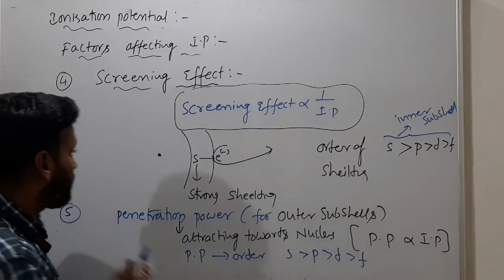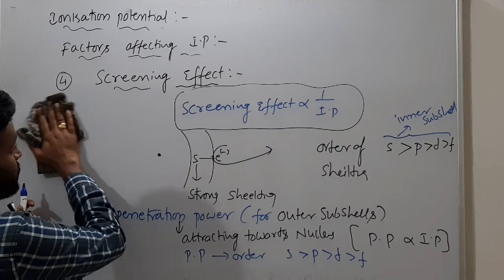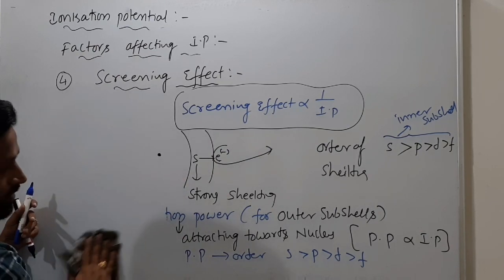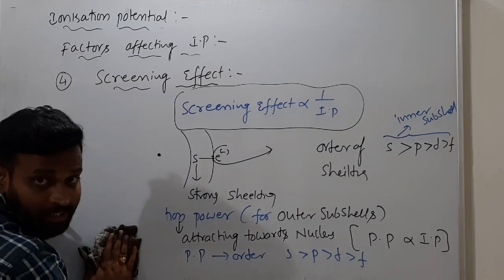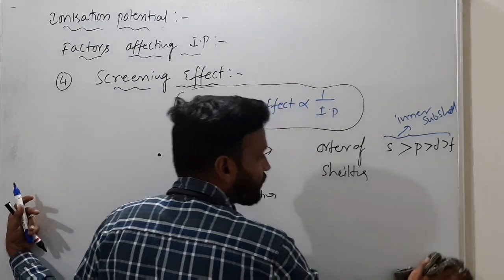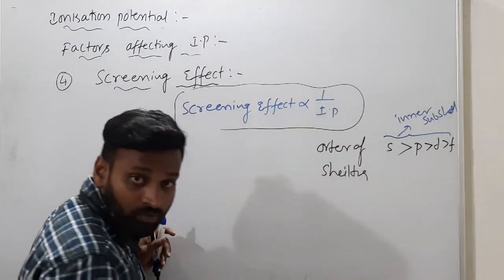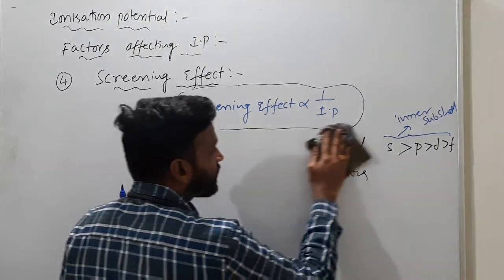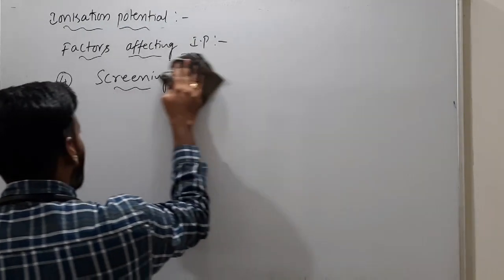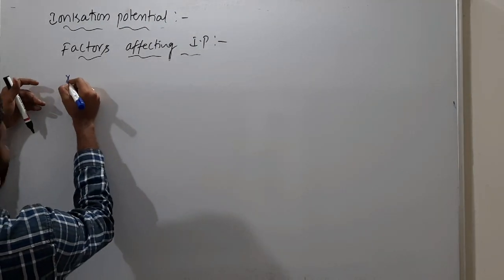So this is about the most important, penetration power. Understood? So we discussed screening effect and penetration power. Write this down, very important. What is penetration power? Attraction of outer electrons towards the nucleus is called penetration power. Hope you understood. Next one, last and final.